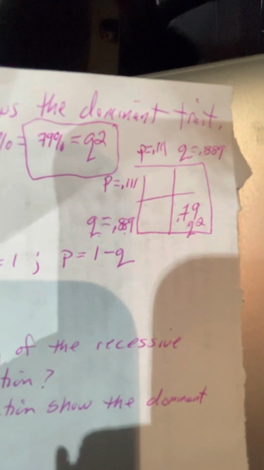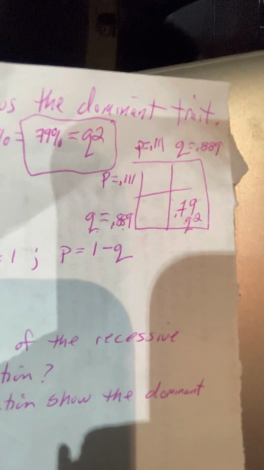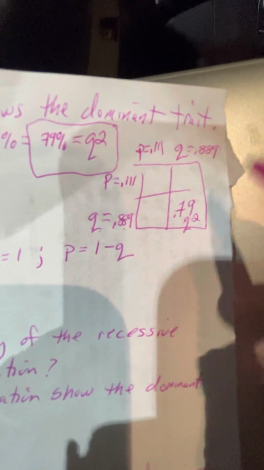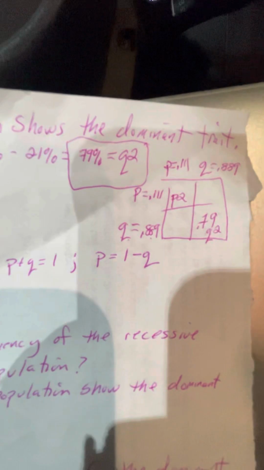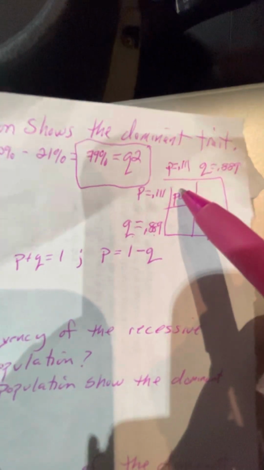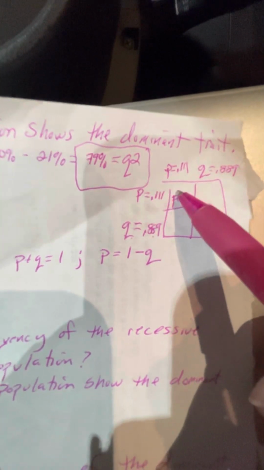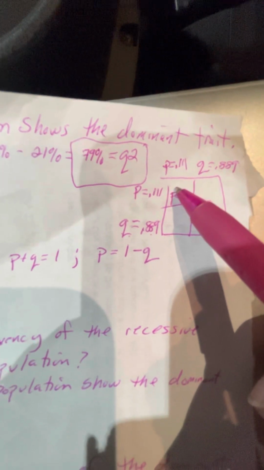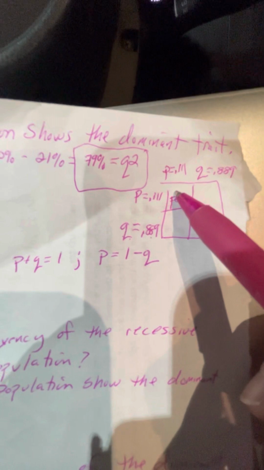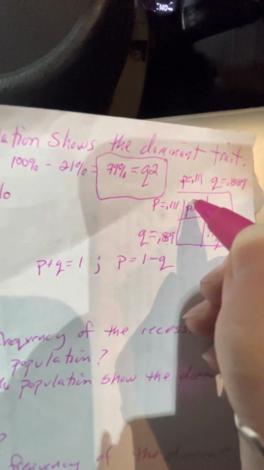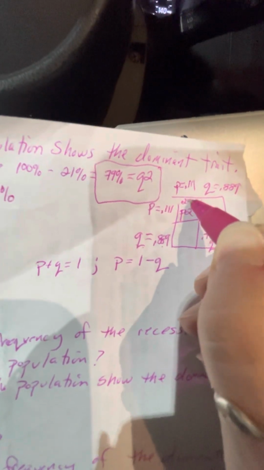Now that we've got this information, the next thing we can figure out is P squared. I'm going to take 0.11, bring it down, and 0.11 and bring it across. So I'm timesing 0.11 times 0.11. That gives us 0.294. So P squared is 0.294.